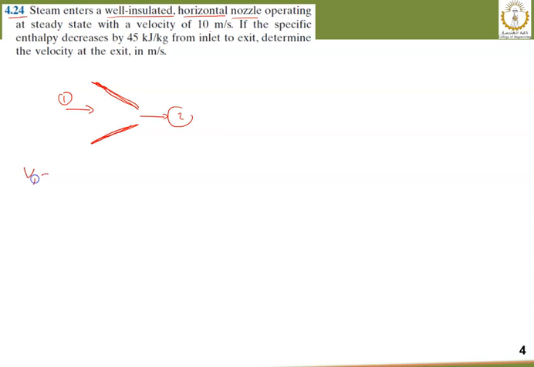And the steam enters with a velocity of 10 meters per second. So this is V1 equals 10 meters per second. If the specific enthalpy decreases by 45, decreases means that H1 minus H2 equals 45 kilojoule per kilogram. So it decreases, so H2 is less than H1. Determine the velocity of the exit. So V2 we need to find.